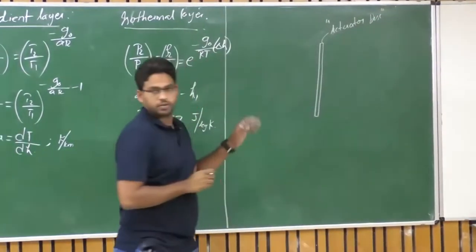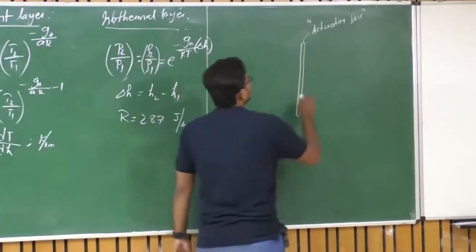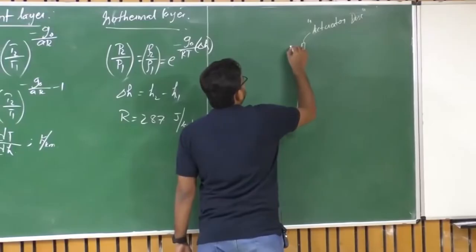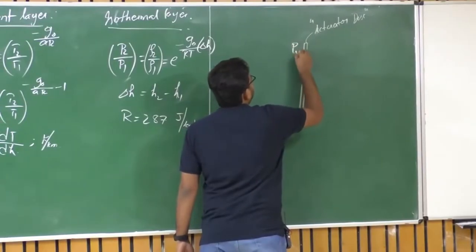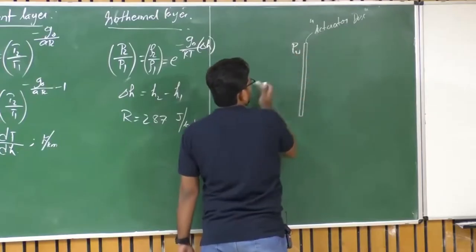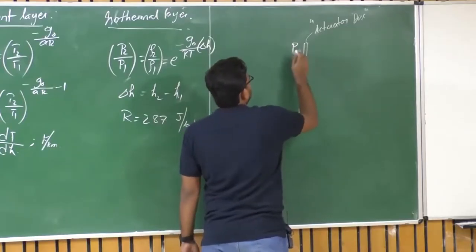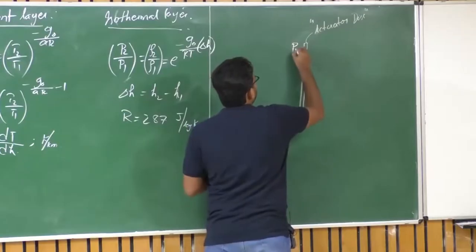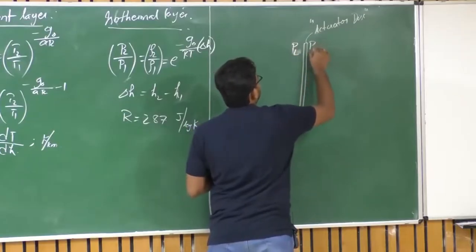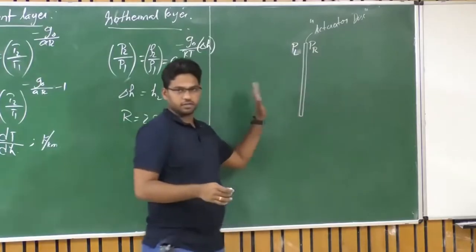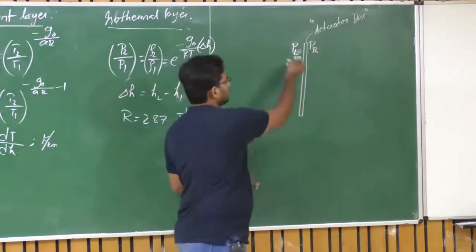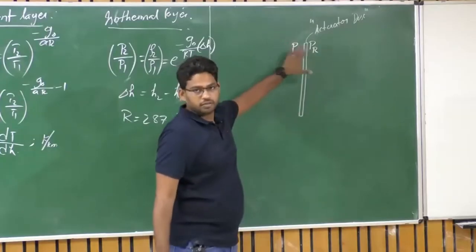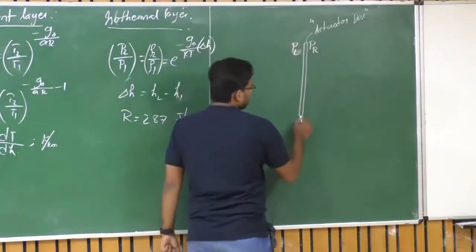So this is called an actuator disc, which is capable of creating a pressure difference. Let us say this is the upper surface, or let us say the pressure to the left and this is the pressure on the right side. If I take this as my left and this as my right, I'll label them as pressure on left and right.